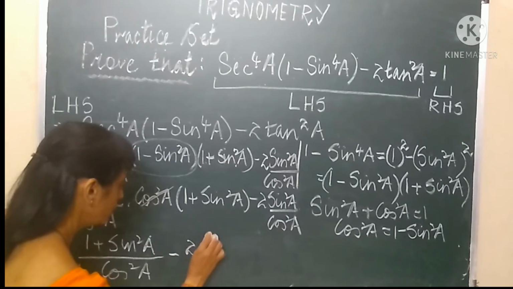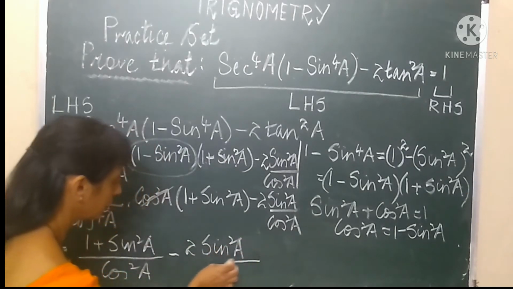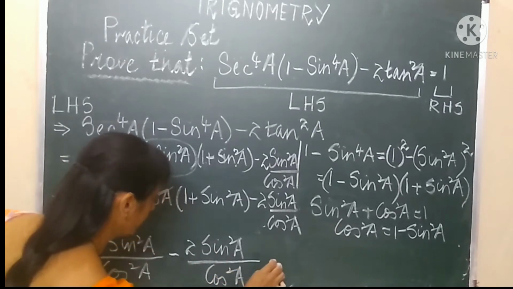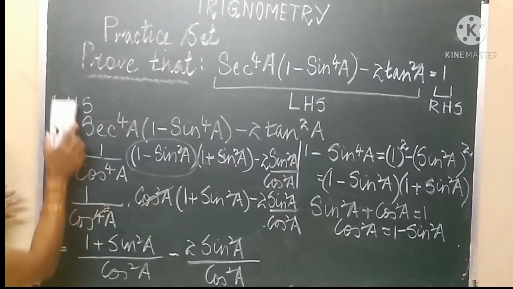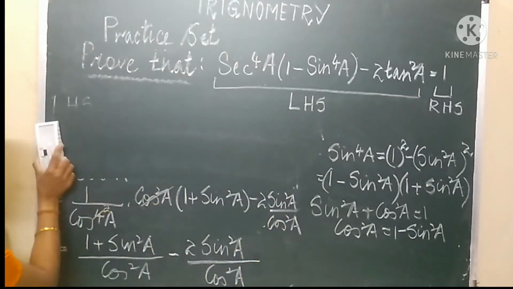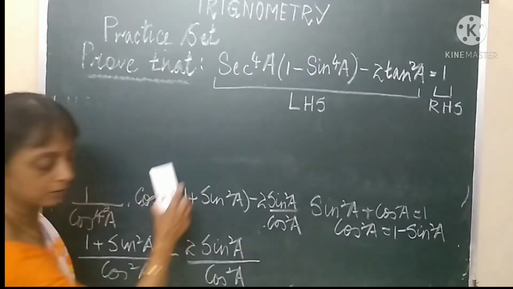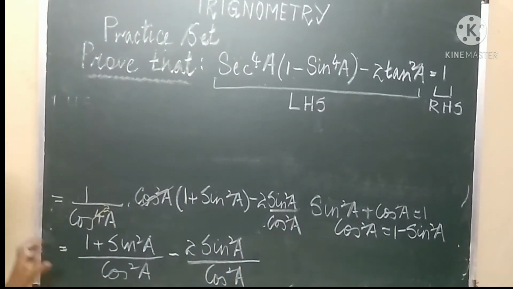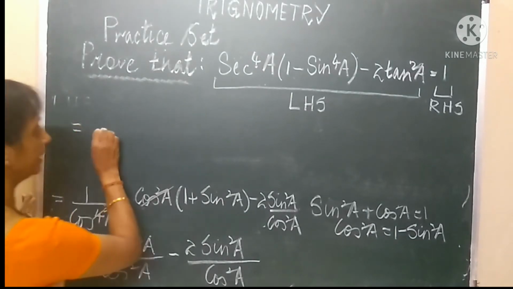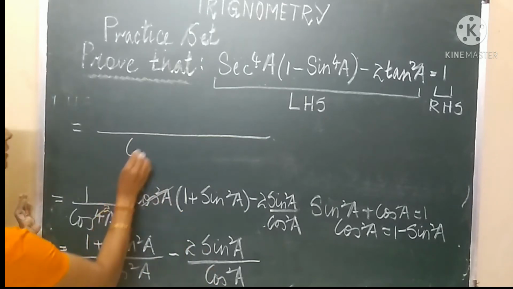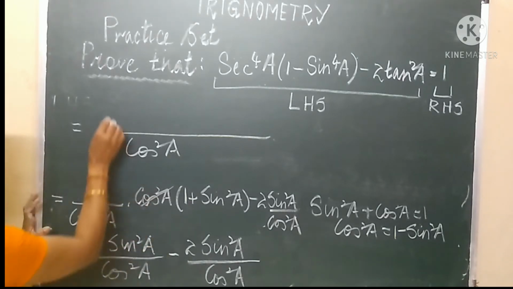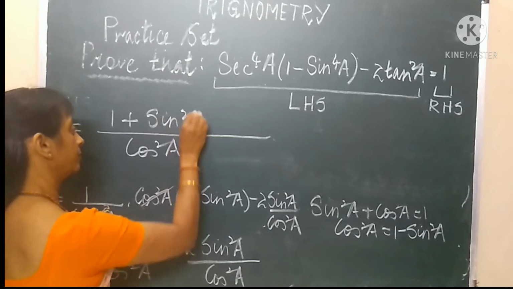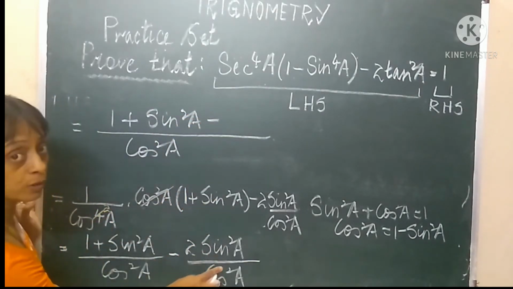minus 2 sine square a upon cos square a. Looking at both the terms, we see that the denominators are the same. So let's put them under a common denominator. Over here we get the common denominator as cos square a, and in the numerator 1 plus sine square a, the first numerator as it is, minus 2 sine square a.